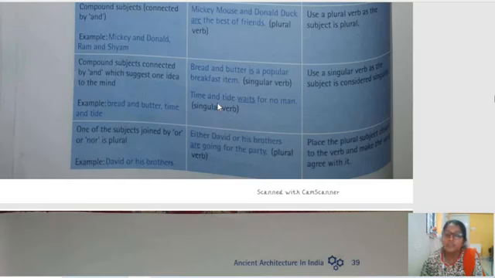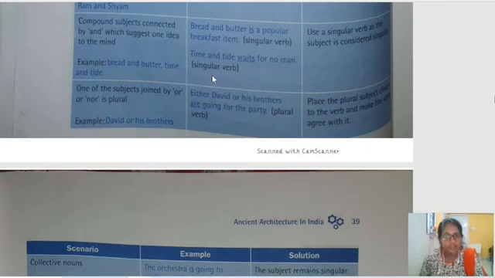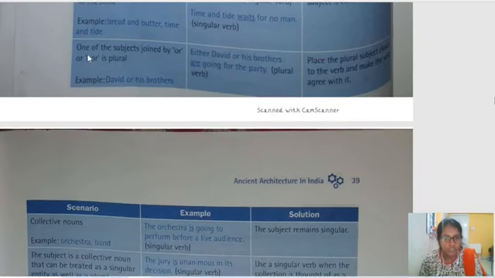So always keep in mind that you have to guess the context, how the words are used, and then you have to write the sentence. So always you have to guess the content and write the correct forms. Now there is another scenario here, like when one of the subjects joined by or, nor is plural.